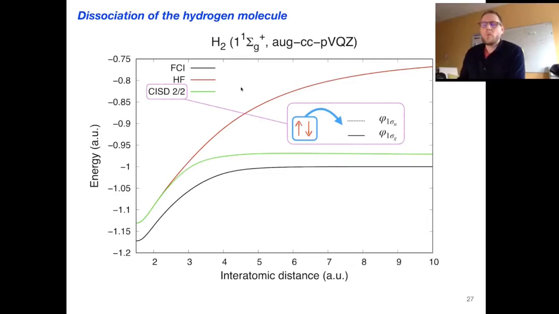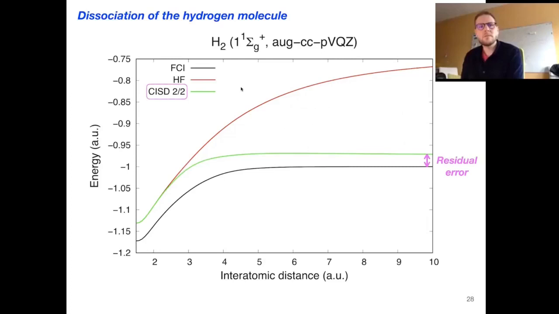But when I plot the energy, this is the plot in green, you do not exactly get the right result. There is actually a residual error, which seems to contradict what I just said before, because now I should get the right configuration. I have this multi-configurational wave function at hand. So the question now is, where is the problem?